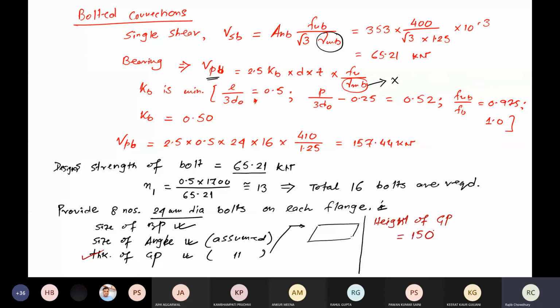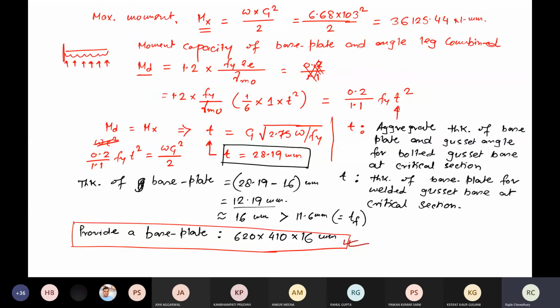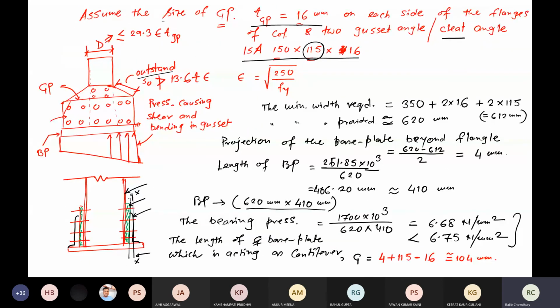Let me calculate: 150 plus 2 times 39, where 39 is your end distance or edge distance, plus 1 times 60, where 60 is your pitch length. So 150 is one of the legs that is connected with the gusset.